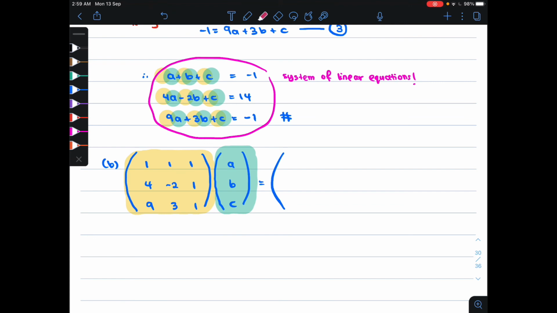And then finally, it is equal to, okay, kita ada kan negative 1, 14 and negative 1 ni kan? This one, dia akan jadi matrix B. So, kamu akan letak negative 1, 14 and negative 1 here. So, this is matrix B. And that's how you get the matrix equation which is AX equal to B.